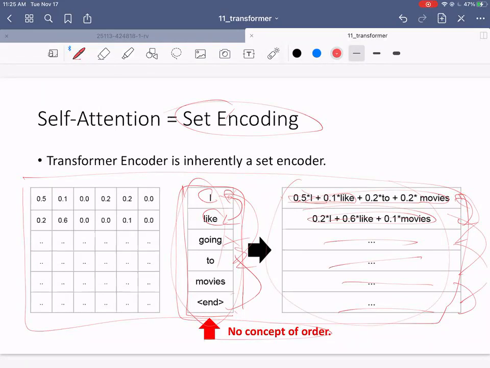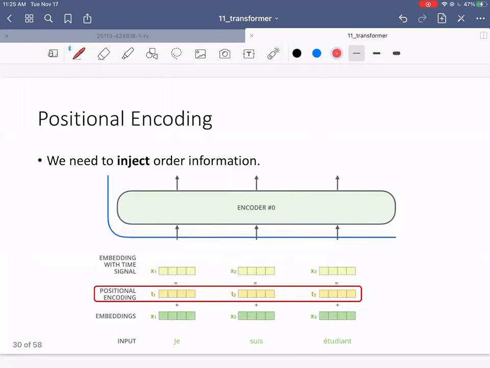If you want to make this into a sequence encoder, you need to somehow tell the model that there are orders between these words, like this is the first, second, third, fourth, fifth, sixth word. You need to inject the order information into the model. So that is why we have positional encoding. Without this, there's no concept of order.